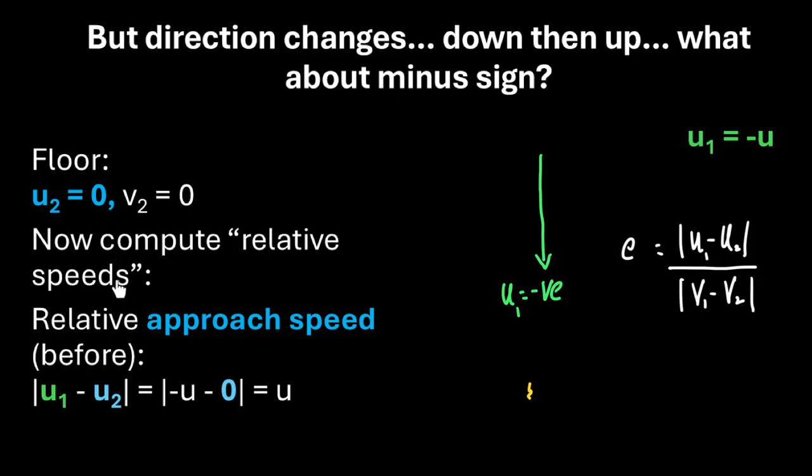Now, while computing relative speeds, what is the relative approach speed, which means before collision? It is magnitude of U1 minus U2. What is U1? We just said that U1 is the velocity of the ball before collision, and it is acting downwards. U1 is negative U, and U2 is 0. Why is it 0? Because the floor is at rest before collision. So magnitude of negative U is U.